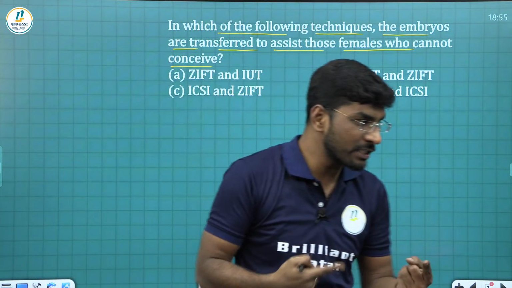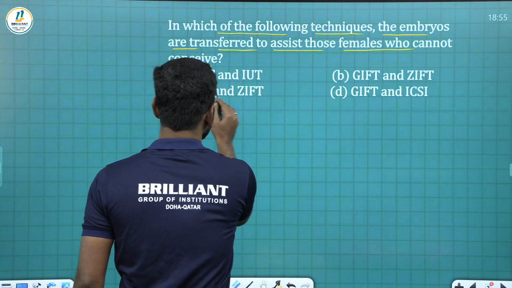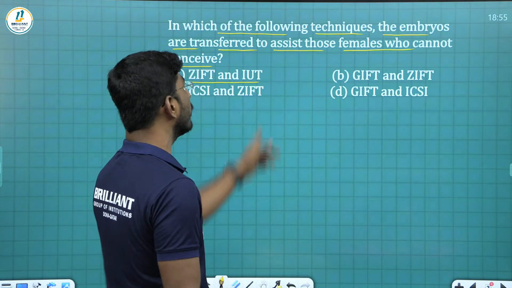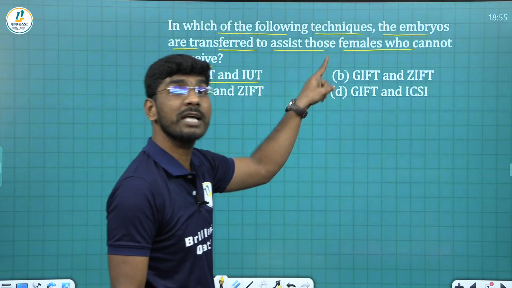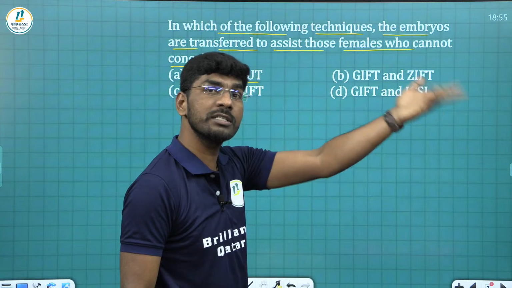Any one of you give me the correct answer? Try, Usna. What is the correct answer of this question? ZIFT, zygote intrafallopian transfer, and IUT. What is IUT? Intrauterine transfer. Intra means inside, uterine, uterus. Into the uterus they are transferring.